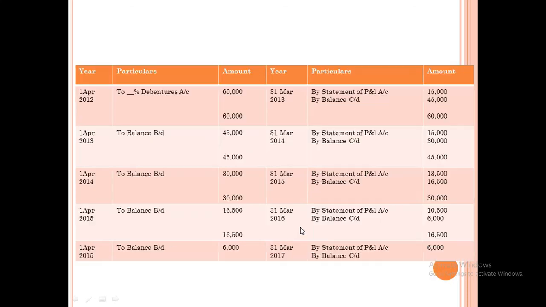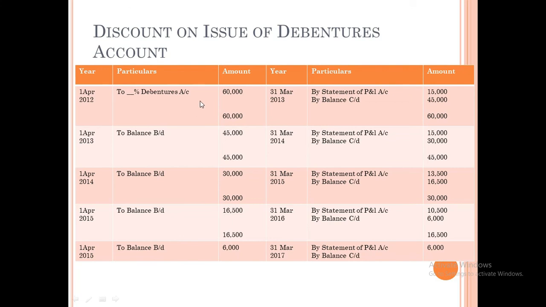Now let us see the account. This is how we will prepare the account. First we will transfer the discount on the debit side. Then on the credit side, each year we will be writing off the amount which we have calculated in our previous table. So first year we have written off 15,000. The balance becomes 45,000. Then we will carry it down 45,000.